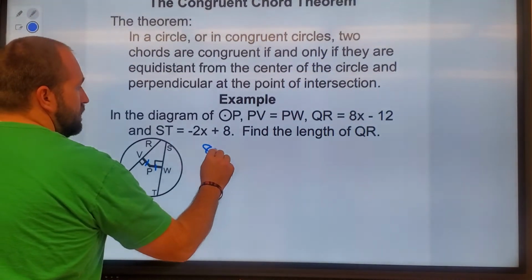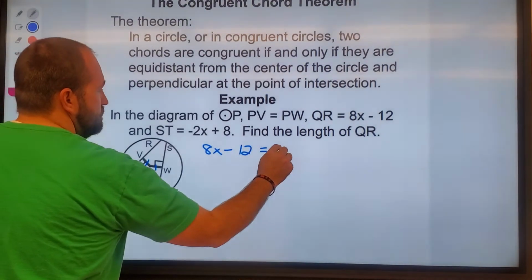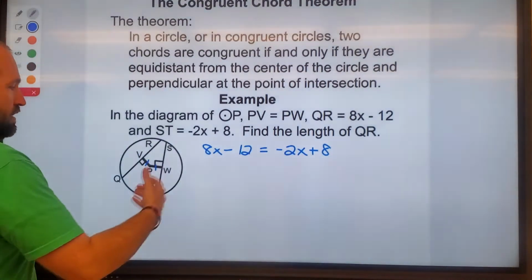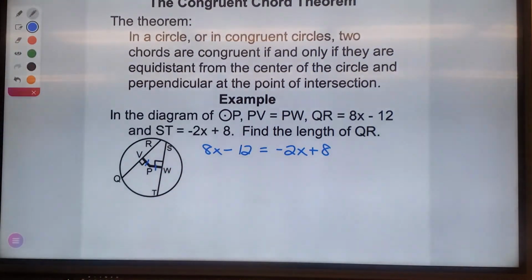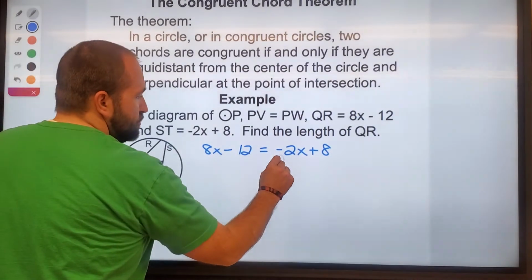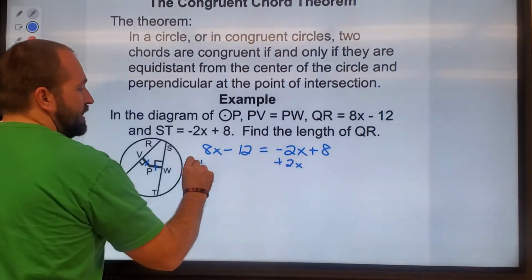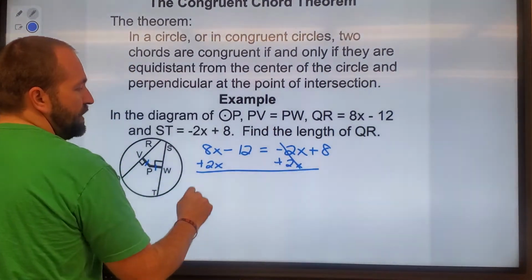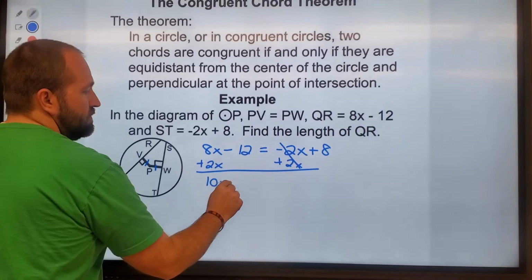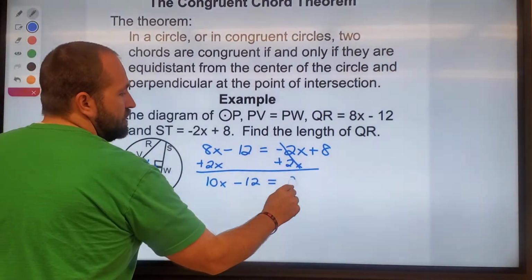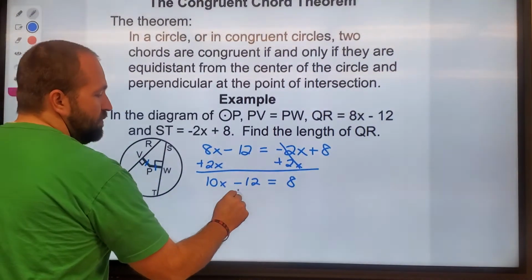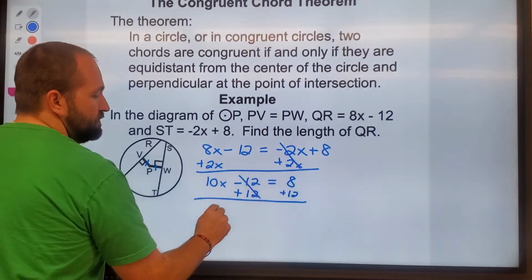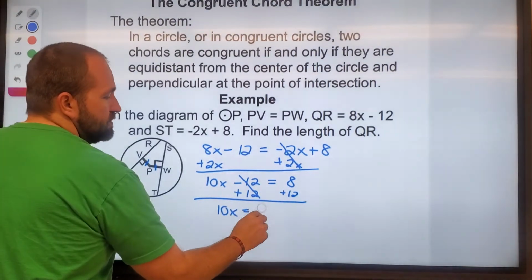8x minus 12 should equal negative 2x plus 8. As I have an equation, I'm just going to solve that equation for x. So I'm going to add 2x here, and add 2x here. Bear with me, I'm just going to do it one piece at a time. This gives me 10x minus 12 equals 8. I'm going to move the 12 now.